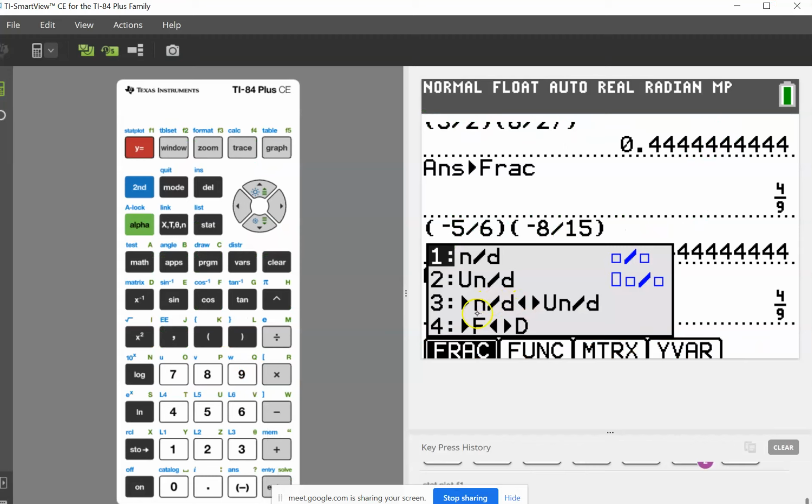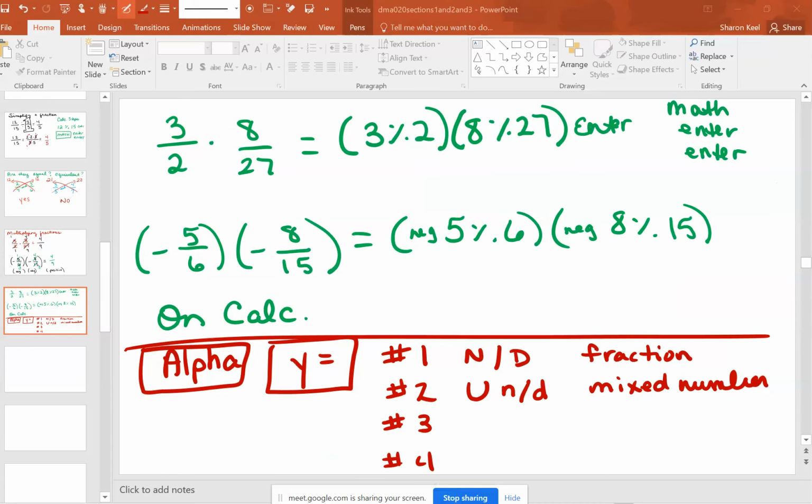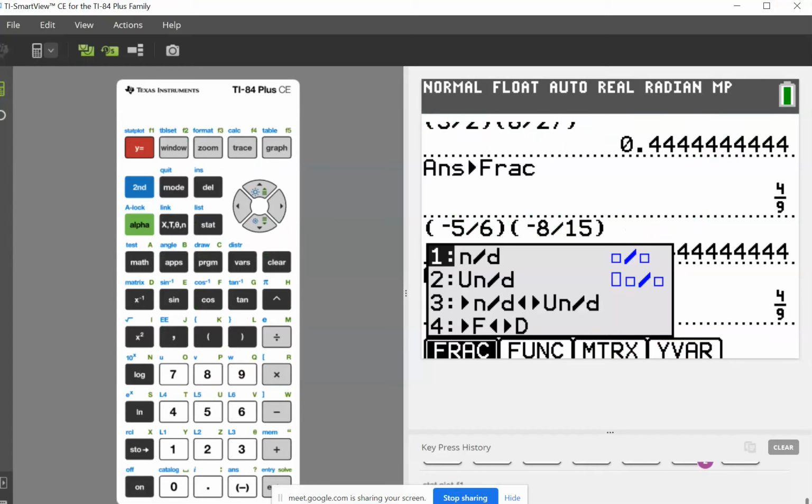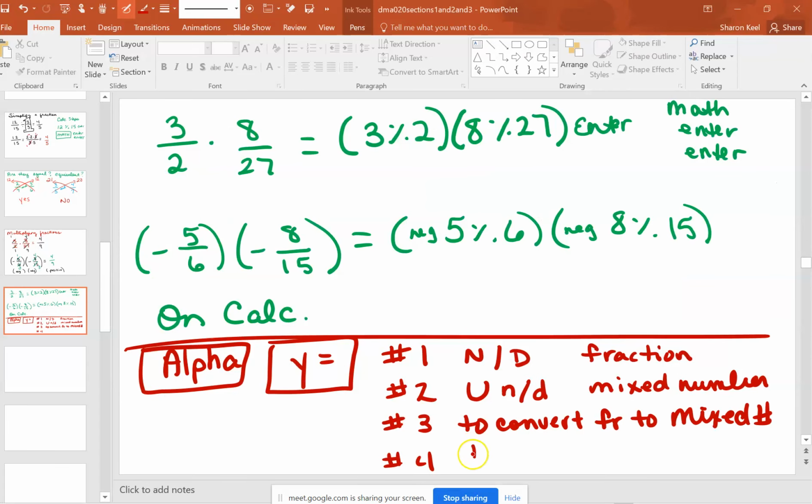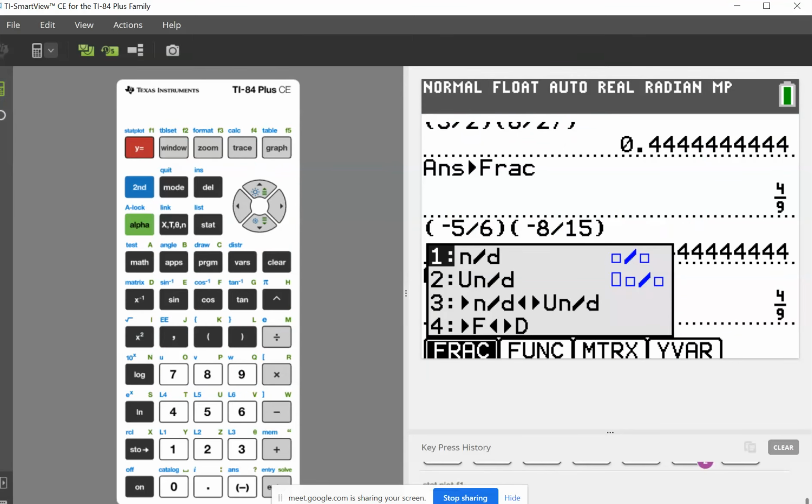Number 3 is when you're changing to convert a fraction to a mixed number. And then the last one is to convert a fraction to decimal. Okay, so let's do that first problem.